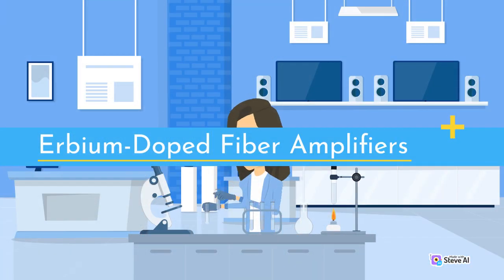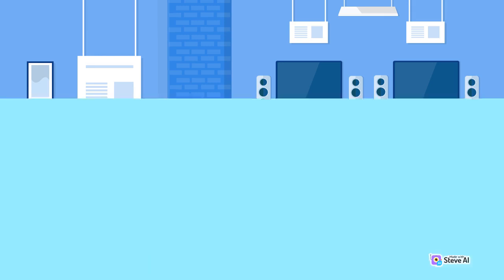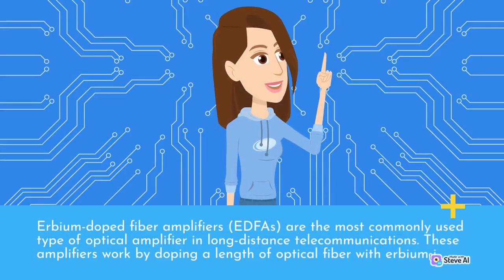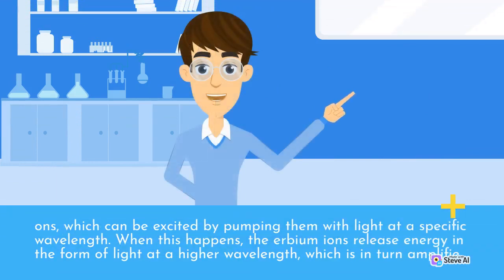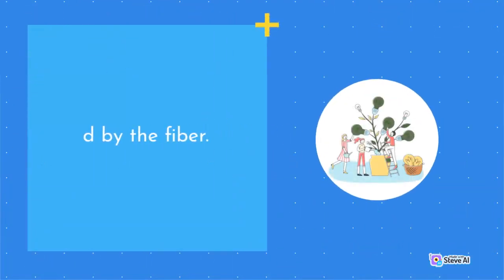Erbium-doped fiber amplifiers. Erbium-doped fiber amplifiers, EDFAs, are the most commonly used type of optical amplifier in long-distance telecommunications. These amplifiers work by doping a length of optical fiber with erbium ions, which can be excited by pumping them with light at a specific wavelength. When this happens, the erbium ions release energy in the form of light at a higher wavelength, which is in turn amplified by the fiber.